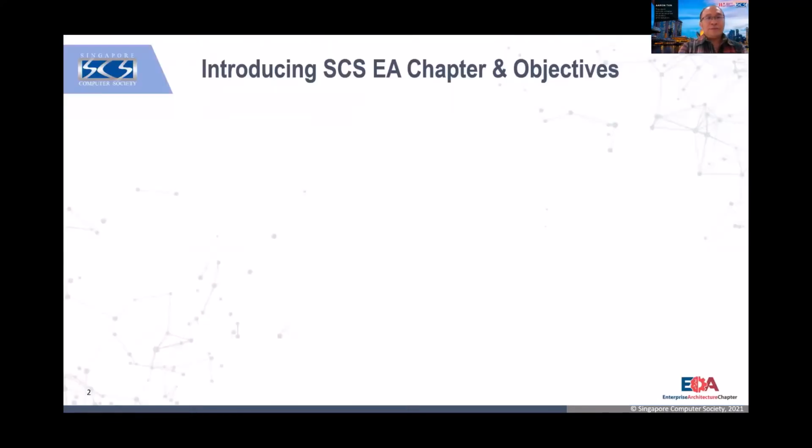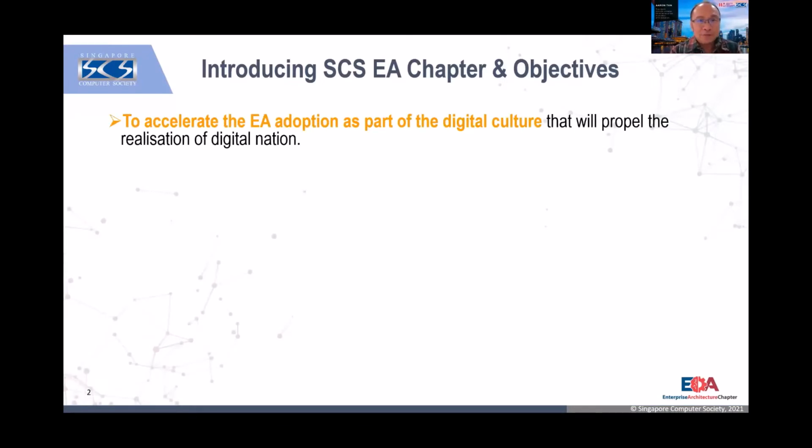So without further ado, let me just quickly introduce our EA chapters and the objective. Of course, our objective is aligned with our intent as a nation. We want to accelerate the realization of a digital nation, and enterprise architecture is one of the ways we can achieve that. I will be presenting more about this in my presentation.